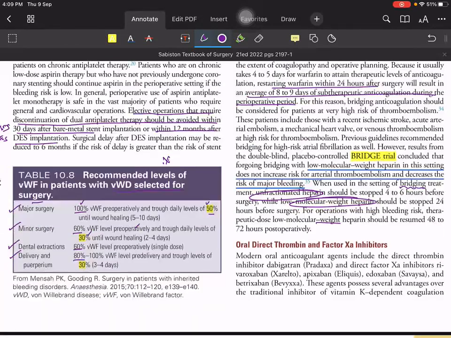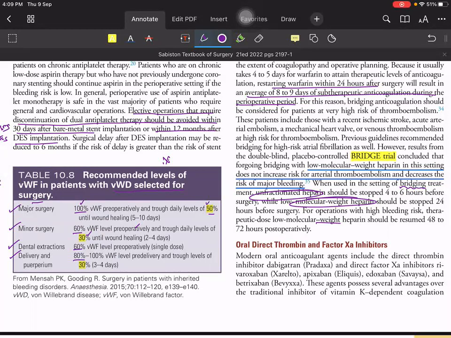And they're telling about the bridge trial. In the bridge trial they're saying that you have to bridge, because if you stop the warfarin, it will take almost 4 to 5 days to act on the blood. Its half-life is like that. So in between you have to give a bridge with the low molecular weight heparin.